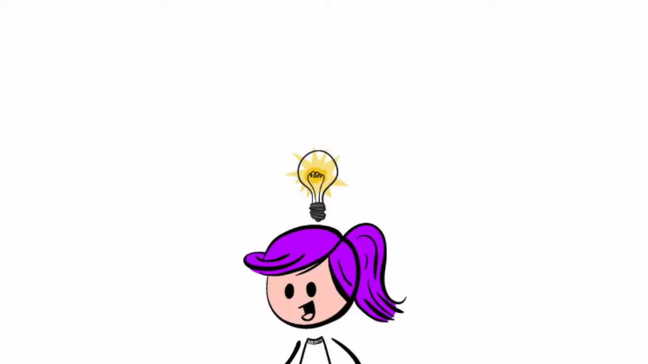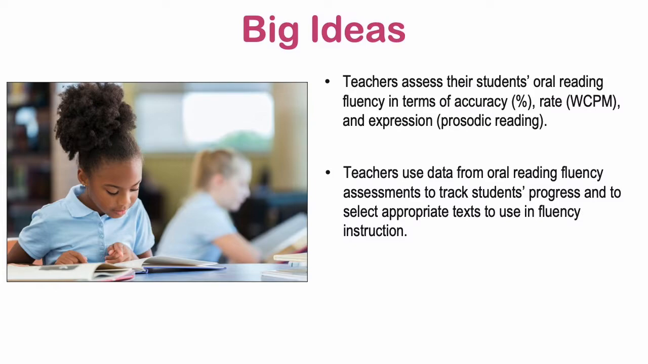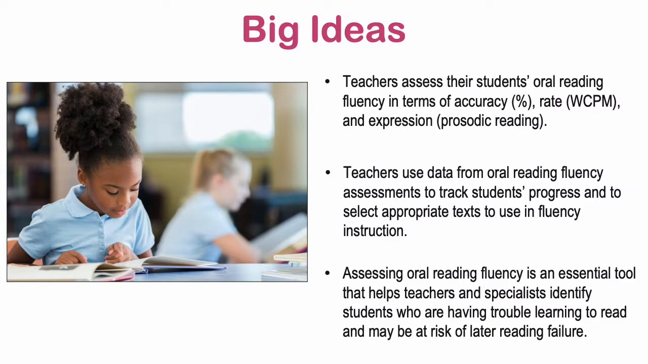Now, let's look at the big ideas that we're going to address throughout the rest of this video. First, as we said in the definition of oral reading fluency, teachers can assess each of these three main components of fluency. Teachers use the data that they collect from these assessments to track students' progress and to select appropriate texts to use in fluency instruction. Assessing oral reading fluency is an essential tool that helps teachers and specialists identify students who are having trouble learning to read and may be at risk of later reading failure.